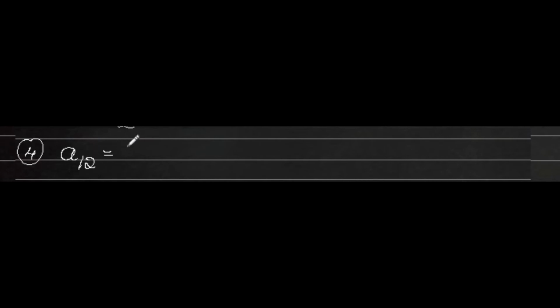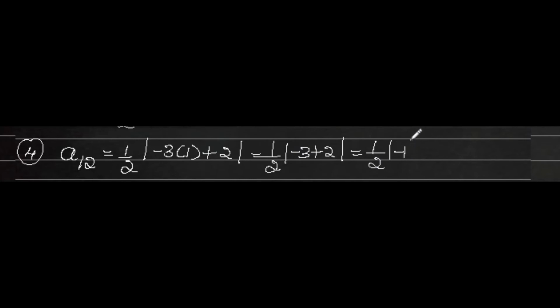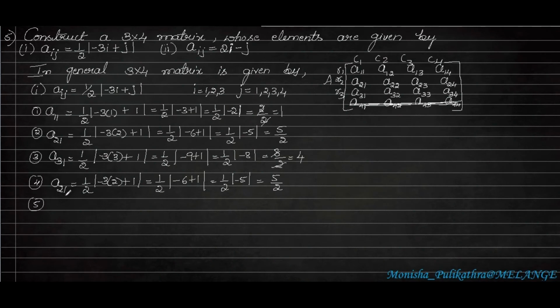Okay. A12. So we have to do it for A12 where 1 is i and 2 is j. Okay. So minus 3 into 1 plus 2 is equal to half. Minus 3 into 1 is minus 3 plus 2, that is half. Minus 3 plus 2 is minus 1. When you take it out, it will become 1 by 2. Next, fifth one, that is A22. We have already calculated these three and A12. Now we have to calculate A22. So A22 is equal to half. Here i and j both are 2. Minus 3 into 2 plus 2.